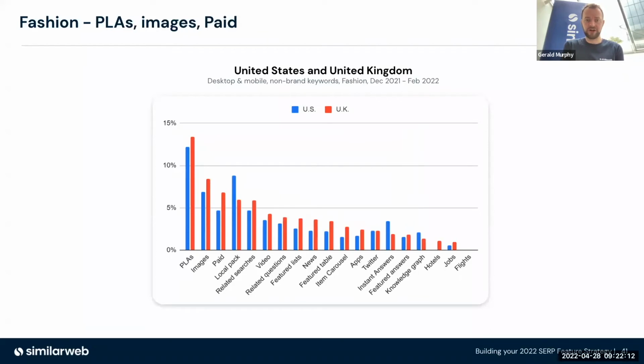In fashion, product listing ads are huge, followed by images, an older school SERP feature that has actually existed for about 15, 16 years. Images are very prominent in the fashion space.